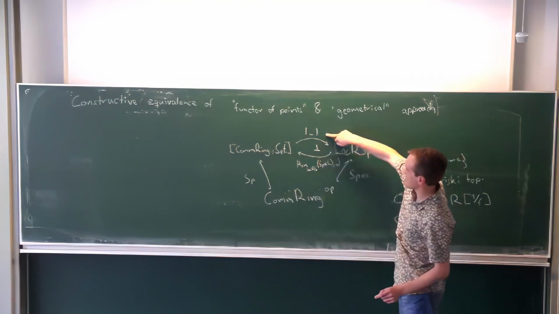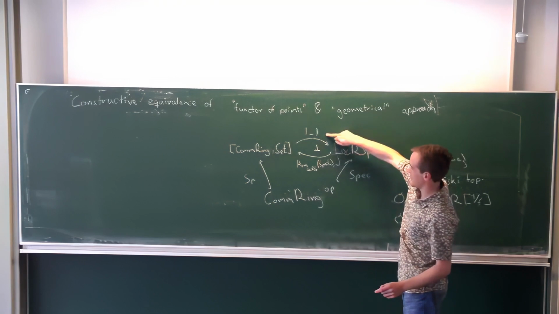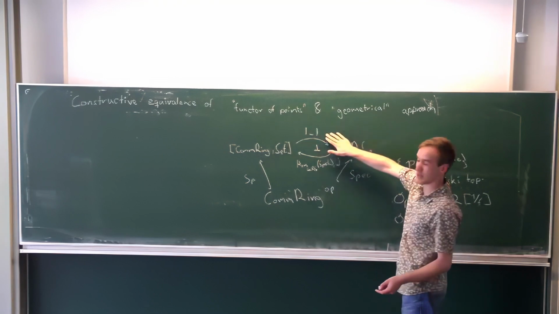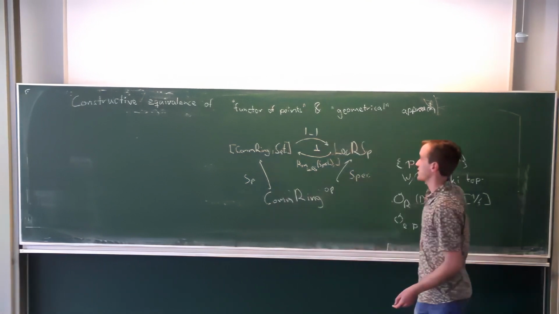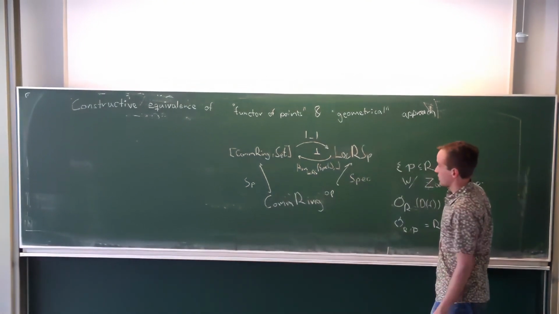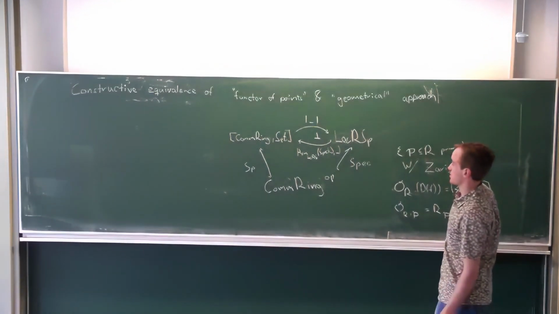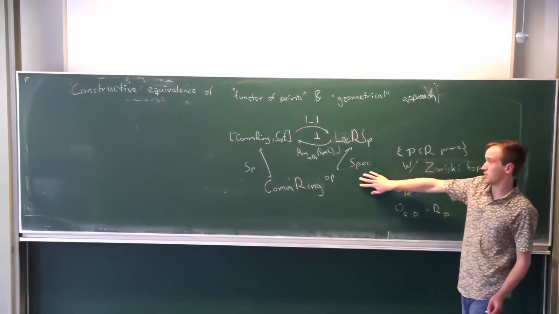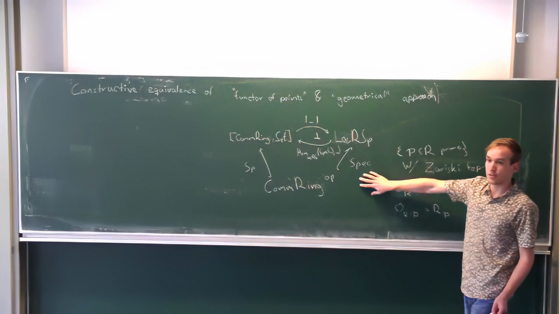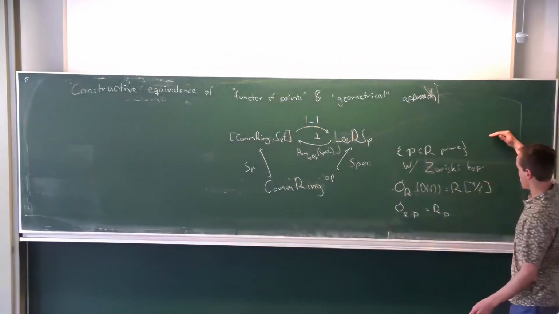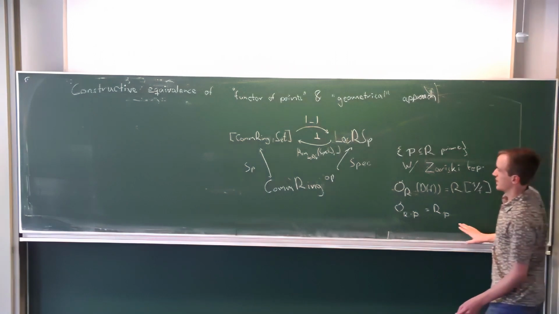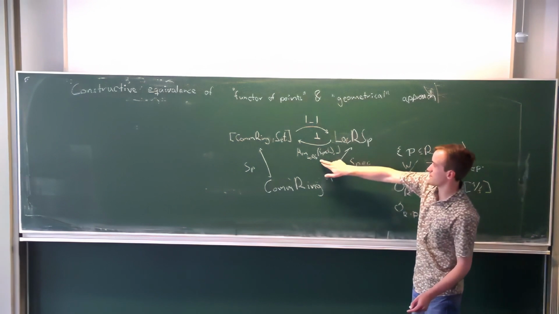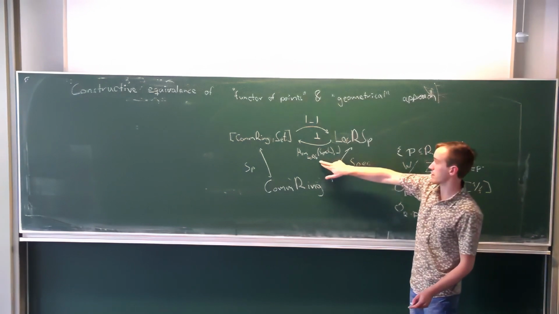You have this left adjoint by abstract nonsense. This comes from the left Kan extension of Spec along the Yoneda embedding. And what I want to show today is how to recover this picture constructively. In particular, we have to give a constructive analog of this story and then look at what this adjunction looks like in a constructive setting.